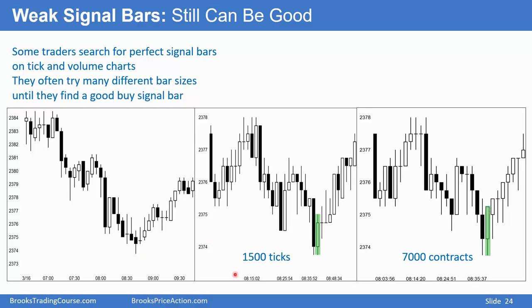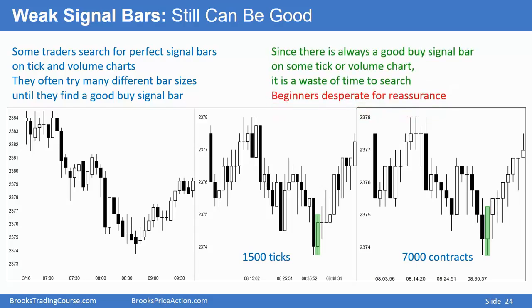I had friends years ago who used to use tick charts with Fibonacci numbers. I forgot what the numbers were, but like 367 or 512. They believed that those bars were somehow better than any other bar, and that's nonsense. If you're looking for a good buy signal bar and there's a reversal, and you look at enough charts, you're going to find the bar. However, if you spend all that time looking for the perfect buy signal bar, you're probably going to be too late to take the trade.